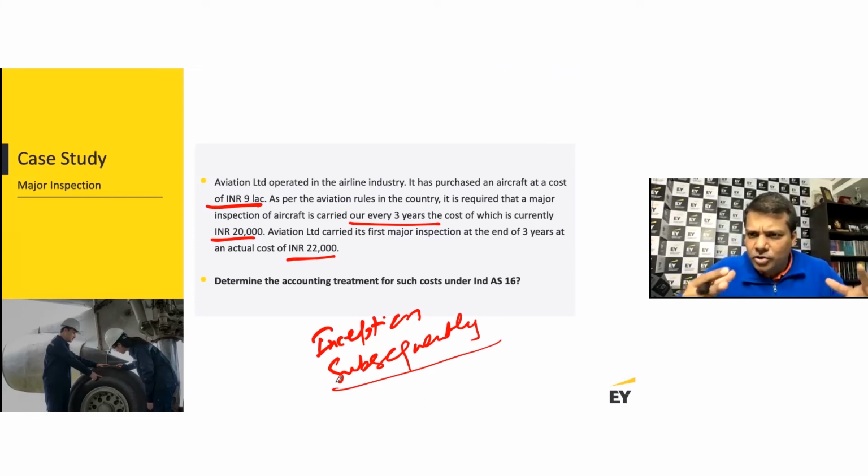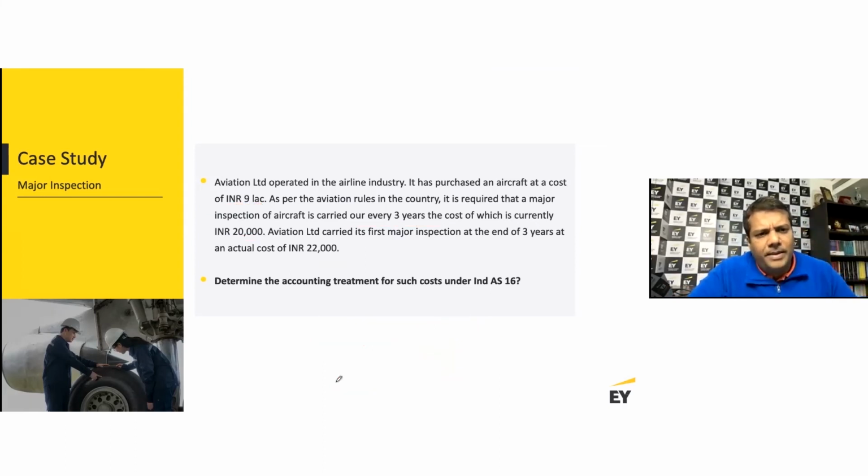Essentially, when you are looking at a major inspection overhaul, it's considered a component. So you have to look at the 9 lakh total cost, split it, and capitalize the component separately, so that it's still the total cost. Then when you actually incur that overhaul, you depreciate it over its useful life, which is 3 years, and then you have to de-recognize this and recognize the new cost, which will again subsequently be amortized. That's the broad accounting principle you need to remember.